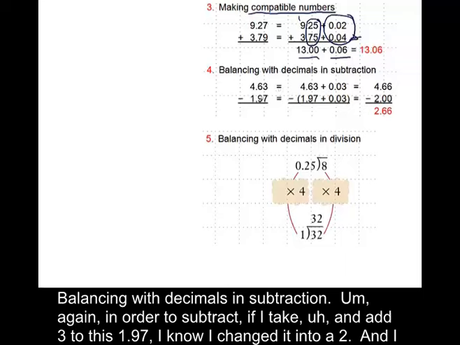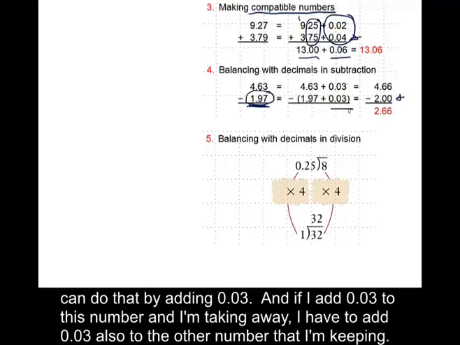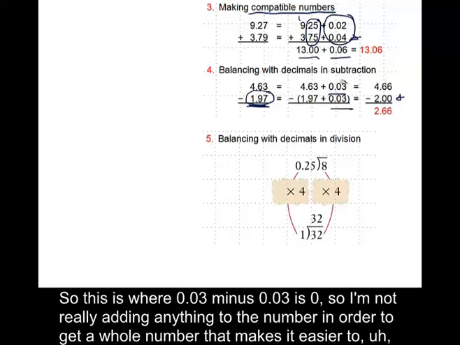Balancing with decimals and subtraction. Again, in order to subtract, if I add 3 hundredths to this 1 and 97 hundredths, I changed it into a 2, and it's easier to subtract 2 than other things. So if I can make the number I'm subtracting into a whole number, I'll do that, and I can do that by adding 3 hundredths. If I add 3 hundredths to this number that I'm taking away, I have to add 3 hundredths also to the other number that I'm keeping, so 3 hundredths minus 3 hundredths is 0.